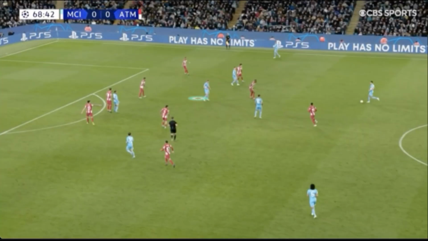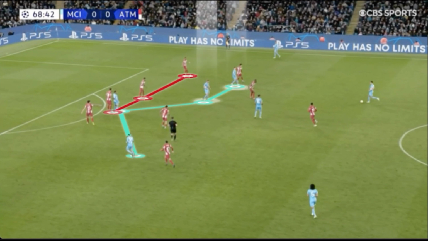Now, after some substitutions into the second half, we start to see how the goal came about. So we have now a higher, more central player pinning two central defenders that allowed Kevin De Bruyne and Phil Foden this space between the lines. So we have the two players involved in the goal here, and we'll outline the 5-4-1 of Atletico Madrid.